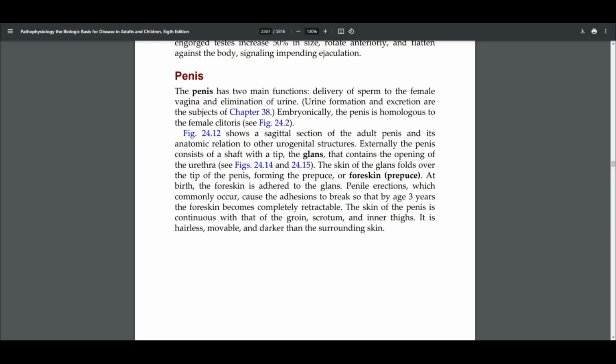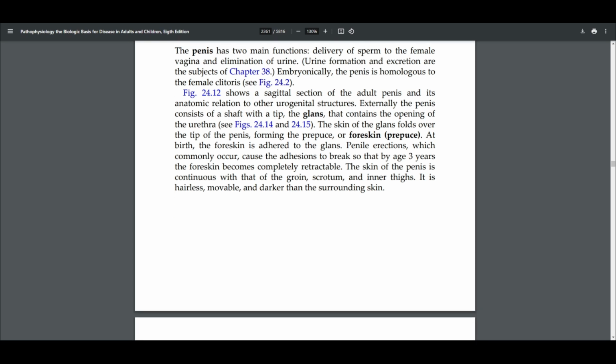The skin of the glans folds over the tip of the penis, forming the prepuce, or foreskin. At birth, the foreskin is adhered to the glans. Penile erections, which commonly occur, cause the adhesions to break so that by the age of 3, the foreskin becomes completely retractable. The skin of the penis is continuous with that of the groin, scrotum, and inner thigh. It is hairless, movable, and darker than the surrounding skin.